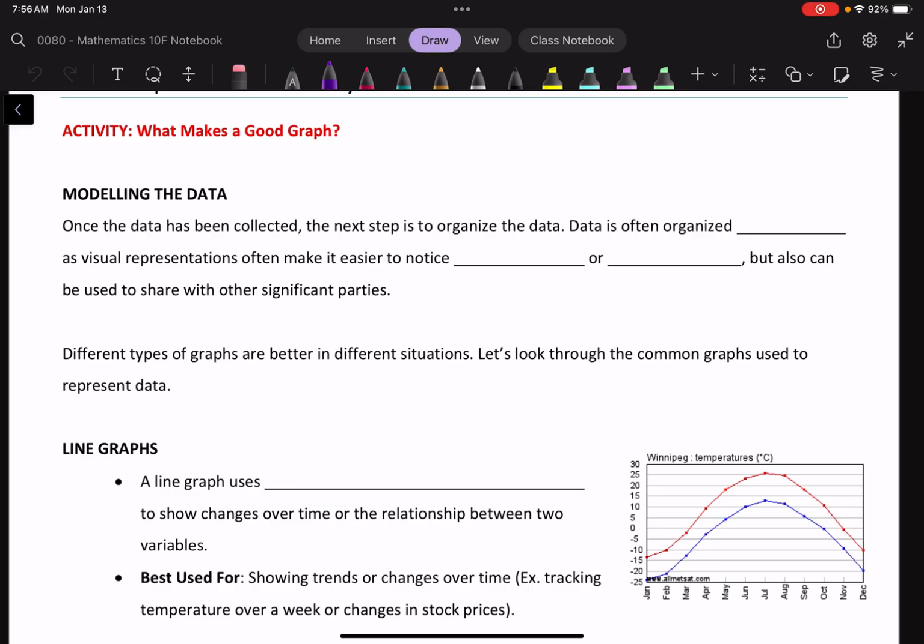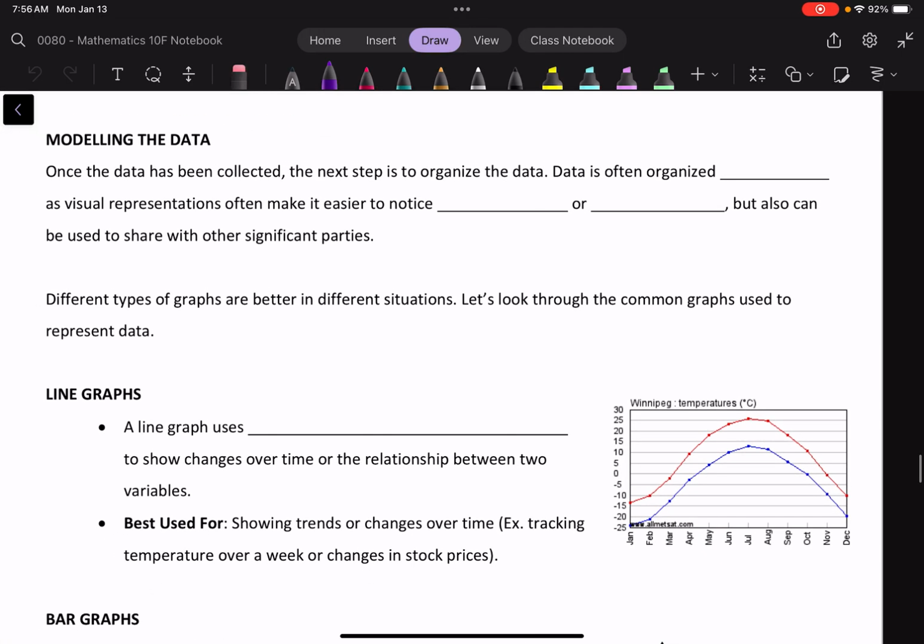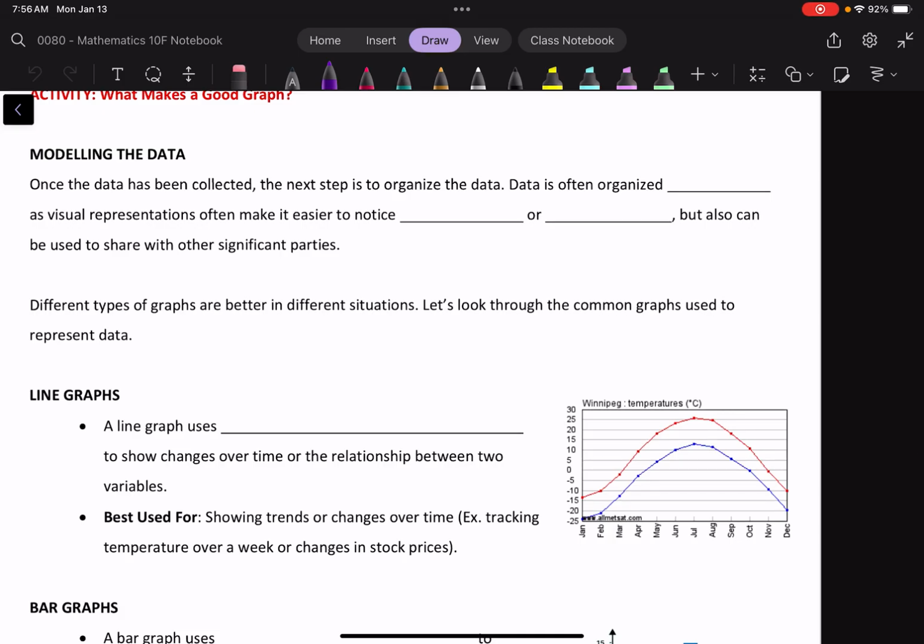So when we model the data, once the data is collected, the next step is to organize it. Data is often organized graphically, so in picture form, in some type of graph, as visual representations often make it easier to notice patterns or trends, but also can be used to share with other significant parties.